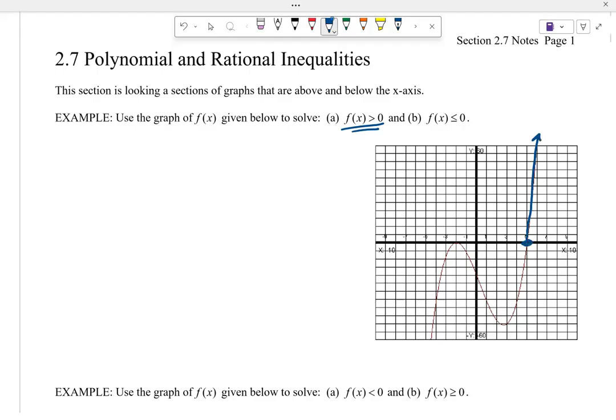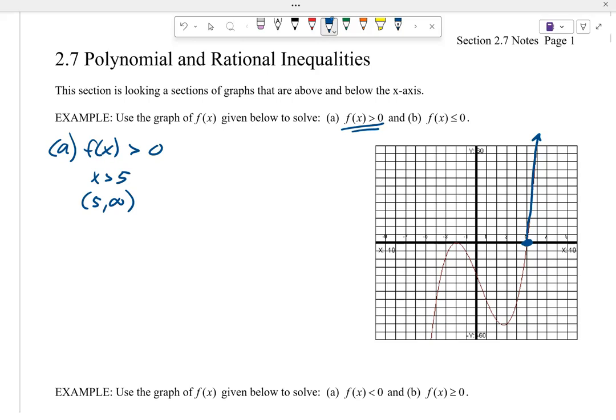Now I'm not going to include the actual 5 value right there because it is equal to 0 right there. So when I answer this question, where's the function greater than 0, I'm going to name it in terms of the x values, anywhere where x is greater than 5. So from 5, but not including 5, because I don't want it to be equal to 0. I want it to be above the x-axis, right?